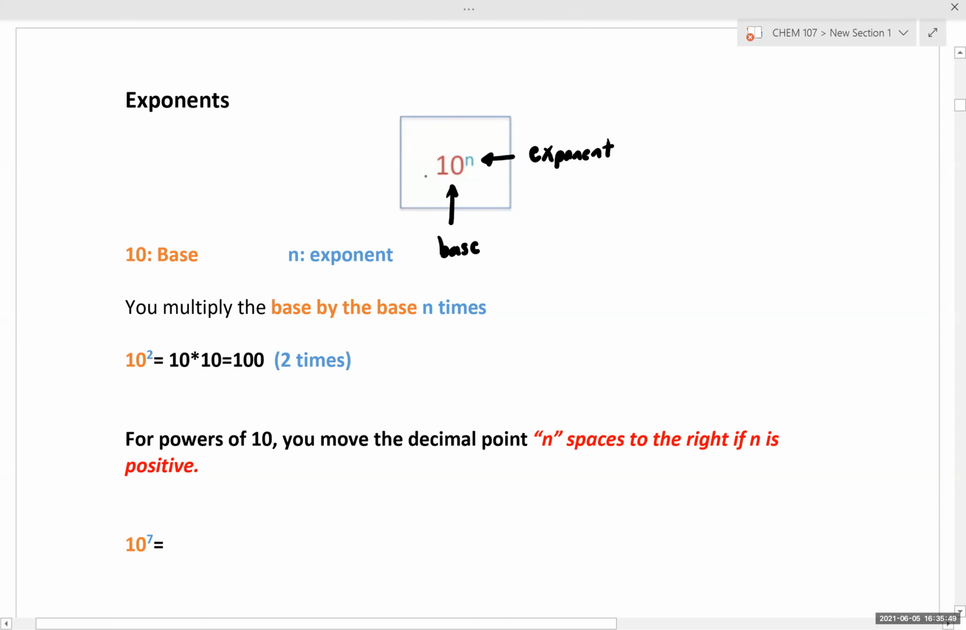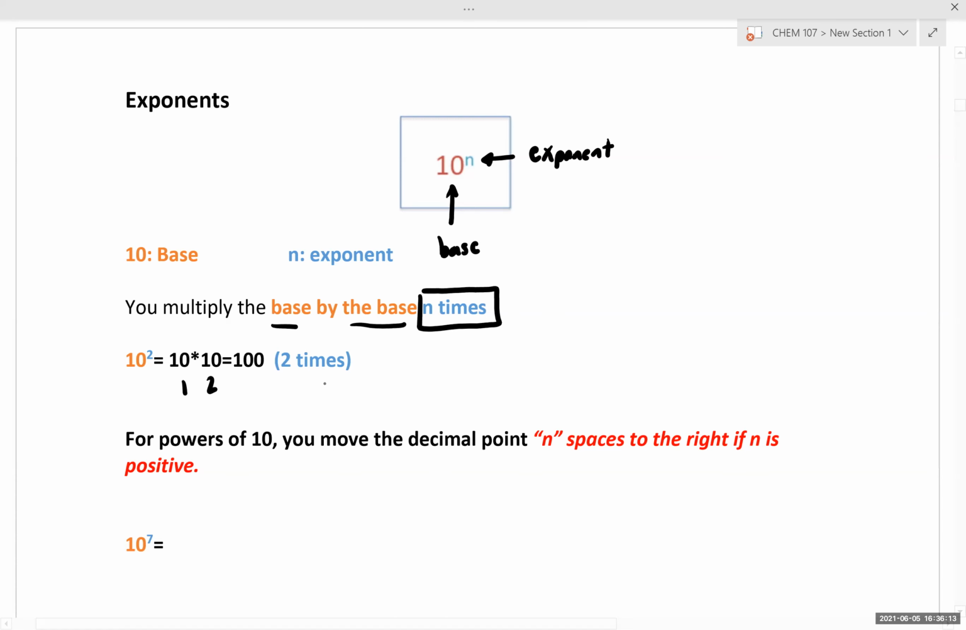The way that you read these exponents is that you multiply the base by itself a total of n times, where n is your exponent. So for example, 10 to the second, we'd multiply 10 times 10. We'd multiply 10 by itself a total of 2 times.